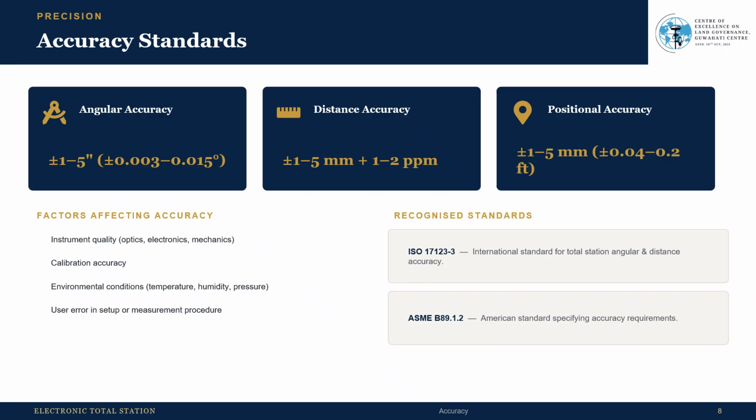Proper setup, calibration, observation procedure, and field conditions are equally important. Factors such as temperature, humidity, and atmospheric pressure may influence measurements. Operator error during centering, leveling, sighting, or observation can also affect the final result.